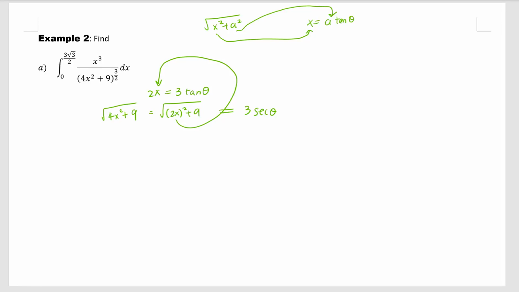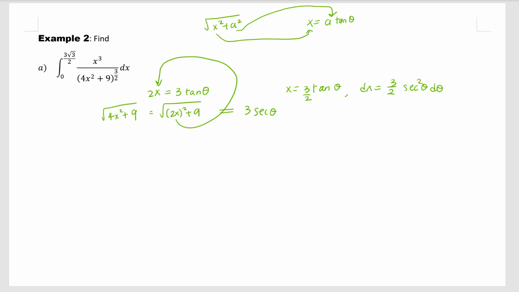Then when we differentiate, we have 2 dx equals, by the way, we can solve for x first. So x equals 3 tangent theta over 2. So dx is 3 over 2 times the derivative of tangent, which is secant squared.